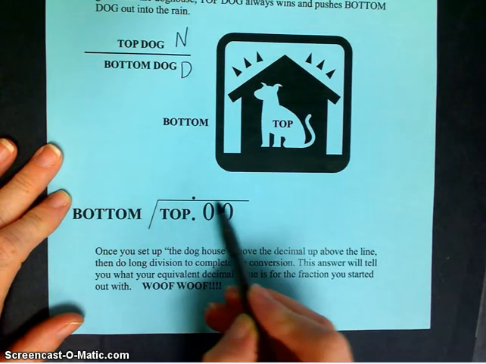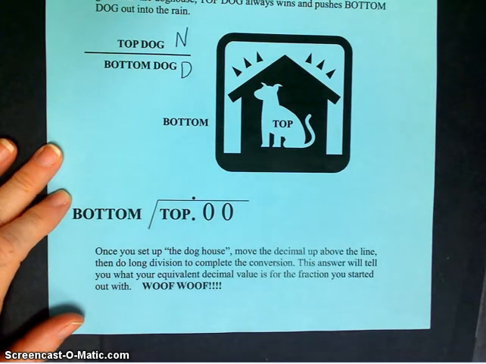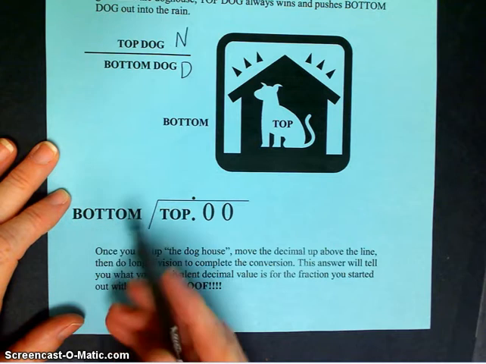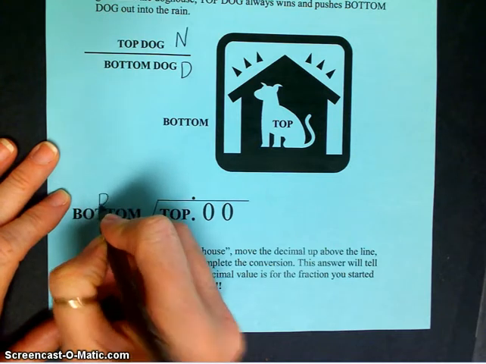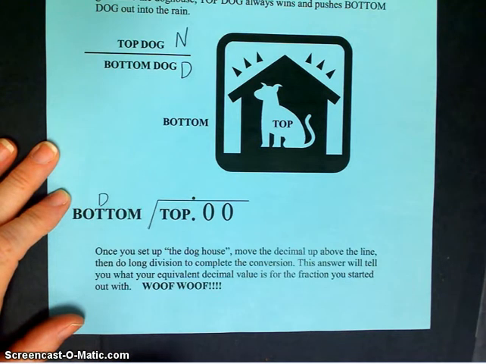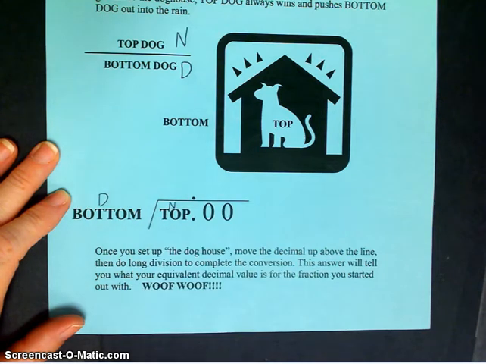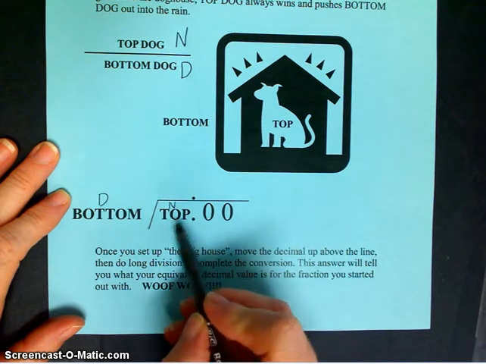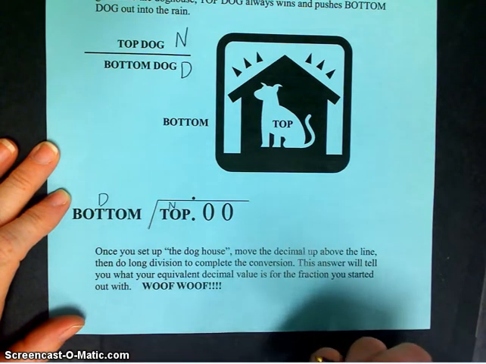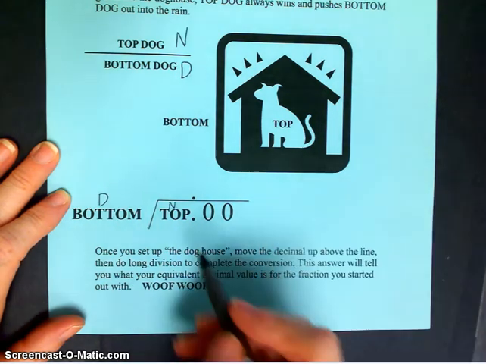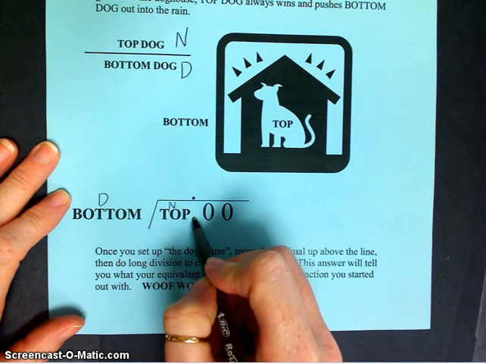And when we look at the doghouse, I want you to think about the doghouse actually being the division symbol that we use for long division, okay? The outside is our divisor, where that bottom denominator goes. Our numerator, which is our top dog, is always going to go in front. Now, the way that I do this with fractions is I automatically put my numerator and denominator in the house where they're supposed to be, and I add my decimal point.